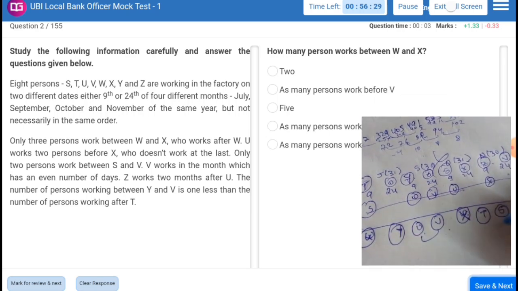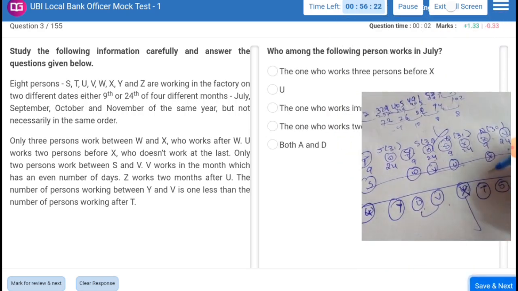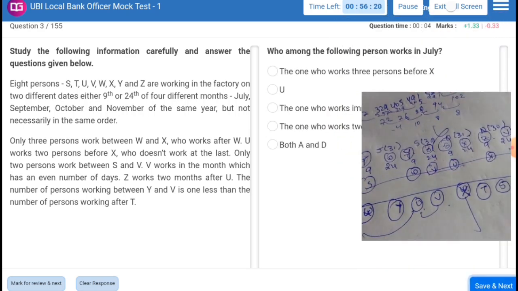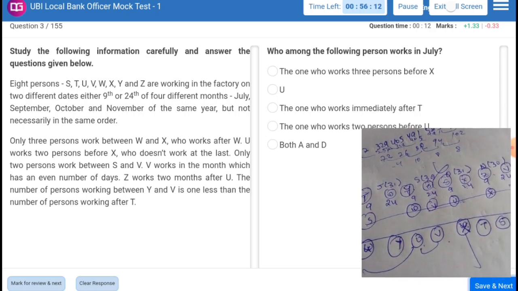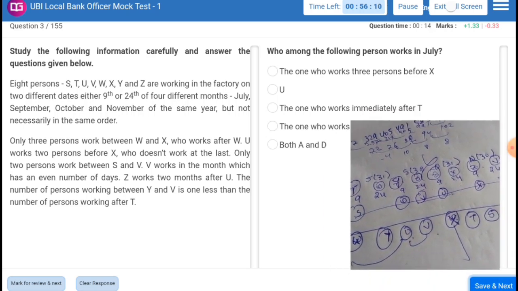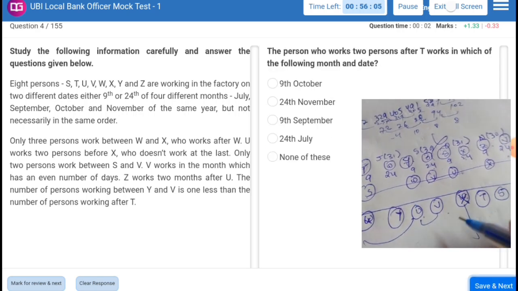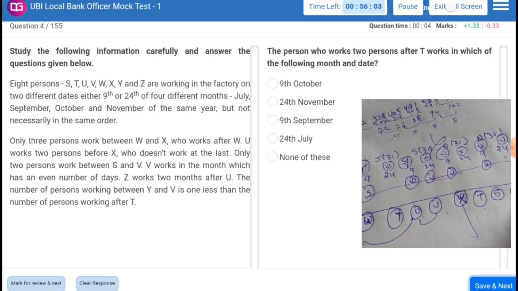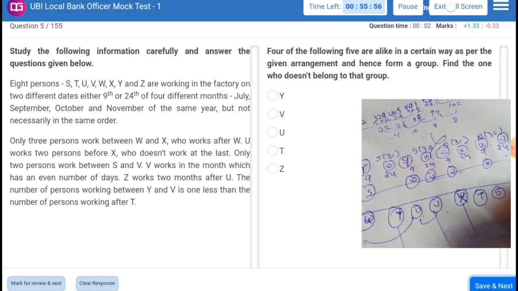How many persons between W and X? 3 persons. As many persons before B. And who is in July? Immediately after T. Both A and D, 2 persons after T. So Z is November 24. Y, V, T, Z, U.